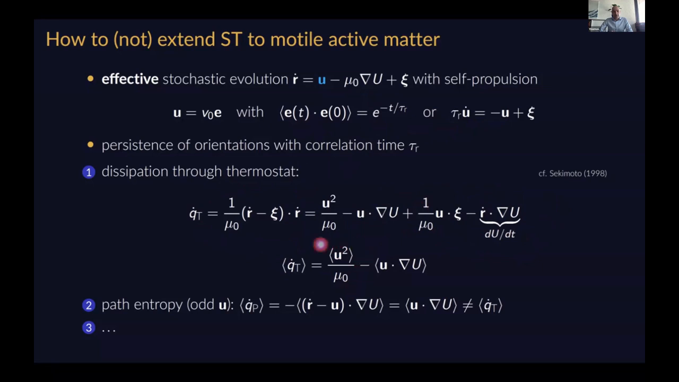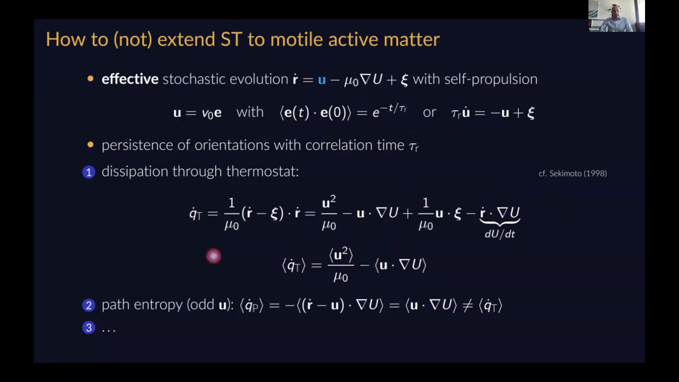And then you get, for example, an expression, let's call it QT, like a thermostat, where you have the fluctuation of this propulsion speed, and you have to subtract the force that acts against these active displacements, U.